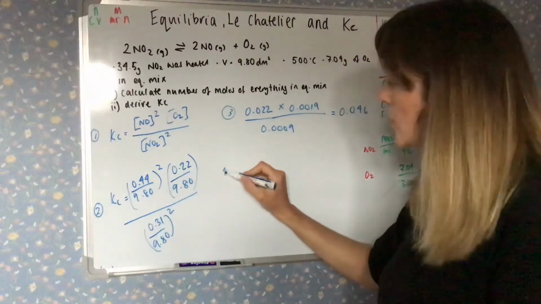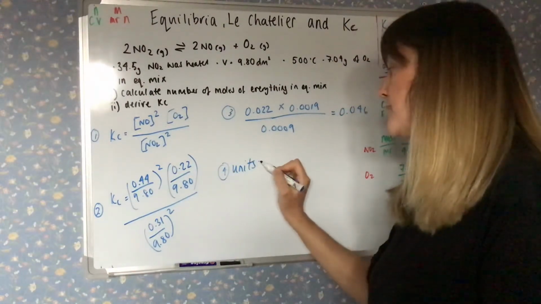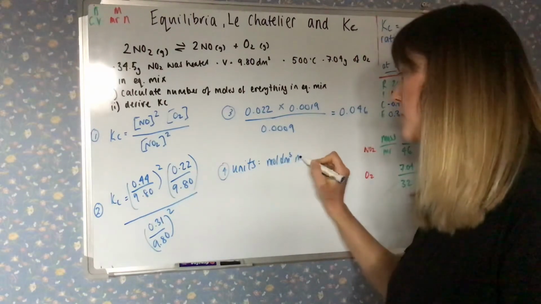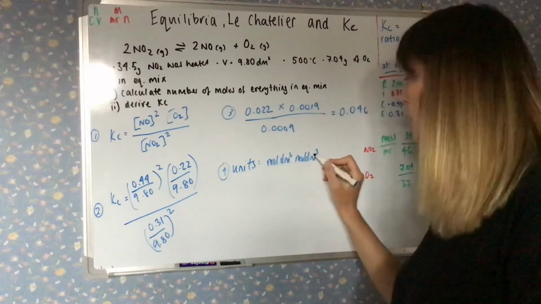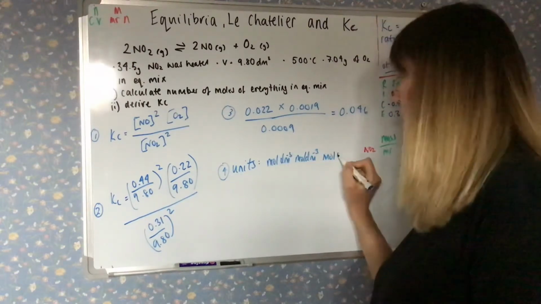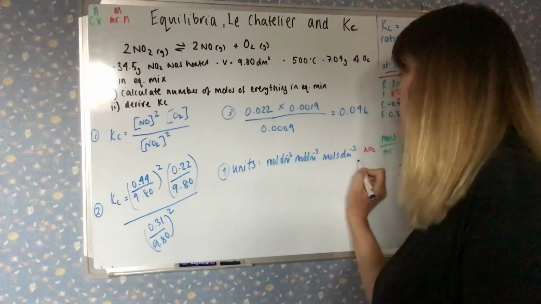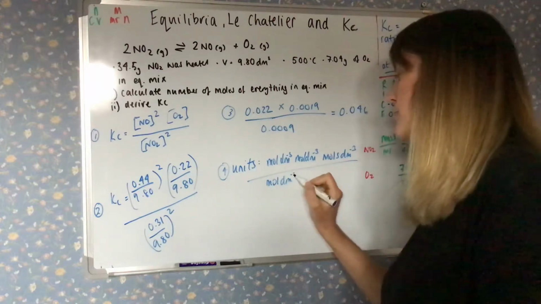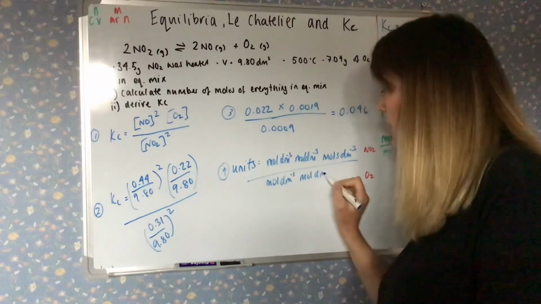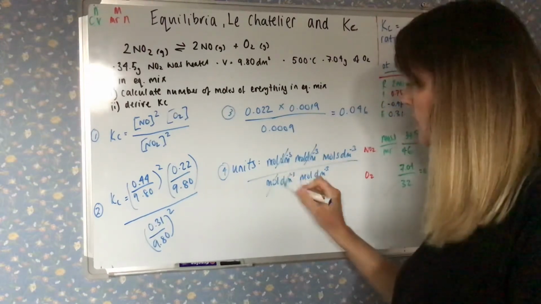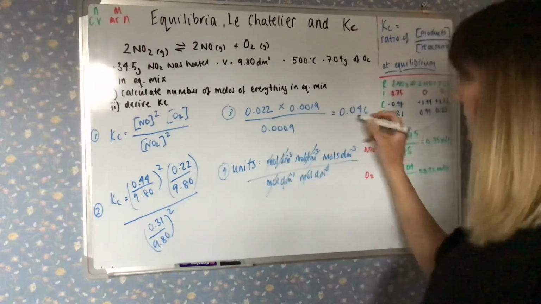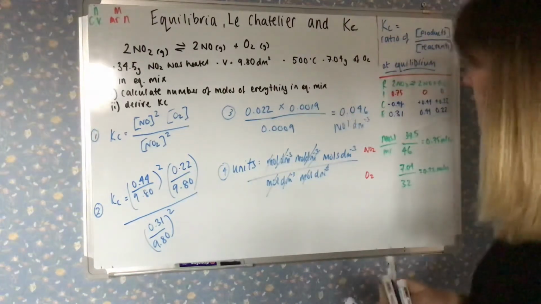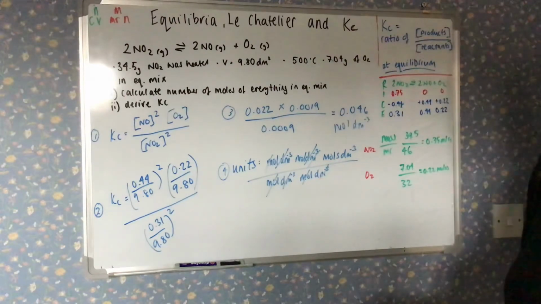For units, we're going to have moles per decimeters cubed, moles per decimeters cubed, moles per decimeters cubed. 3 lots on the top, 1, 2, 3, and 2 lots on the bottom. Let's cancel those down, and we're left with moles per dm cubed. Okay, and that's the answer, 0.046 moles per decimeters cubed.